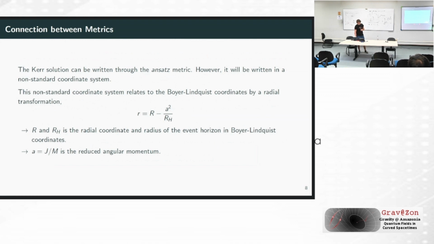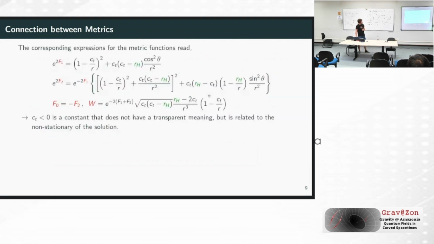If you do so, you have this quite large set of equations. You can write the F1, F2, F0, and W functions in terms of these large expressions, and then you get the Kerr solution in Boyer-Lindquist. Here it appears the radial coordinate of the event horizon, and there is also this CT, which is just a constant.